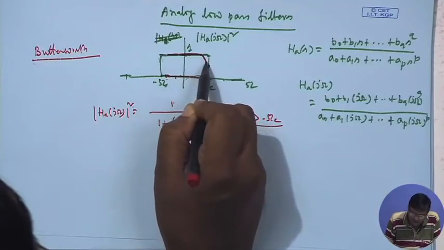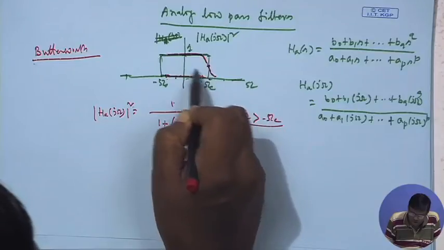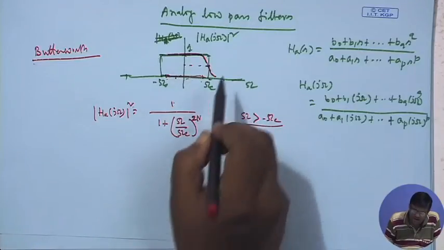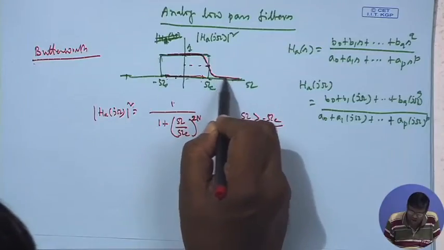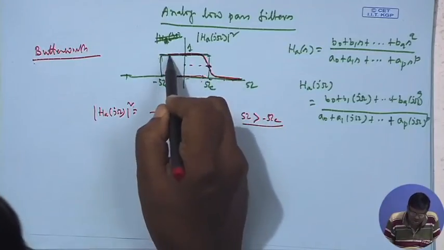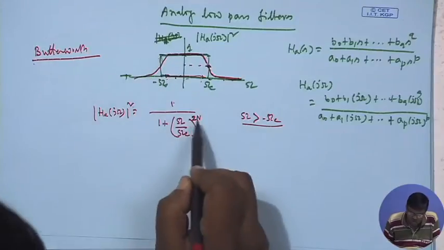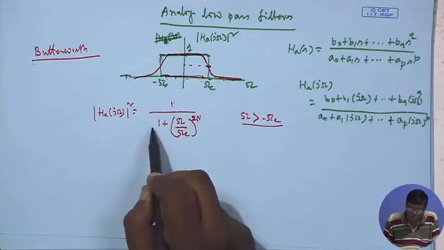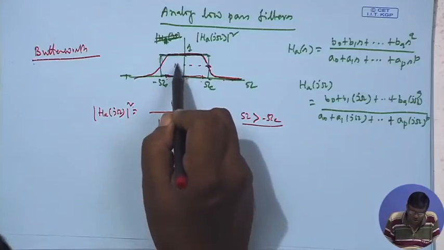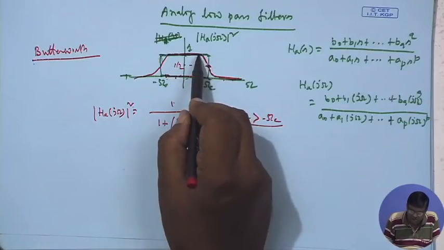As omega increases, it will fall, but always, for any n, where n is called the order of the Butterworth filter, it will cross through this point. That you get from this expression. For any n, omega equal to omega c means this is 1, 1 to the power 2n is 1, 1 plus 1 is 2, so 1 by 2. This is 1 by 2. But as n increases, it becomes sharper.